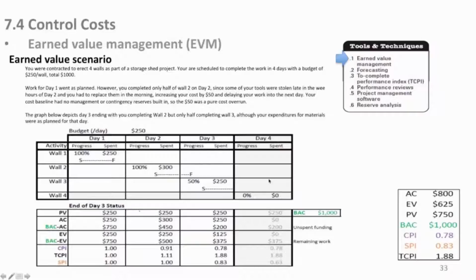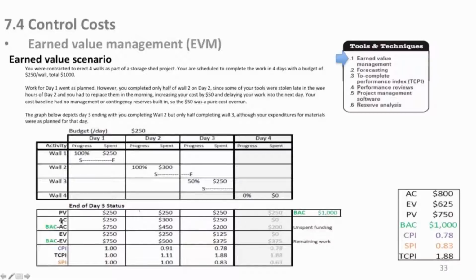So where are we from an earned value point of view? Day 3, end of day 3 status. Our planned value, according to our budget of $1,000, is $250 a day, as you can see, for a total of $1,000. And these are gray over here because we've not done anything with day 4 yet.